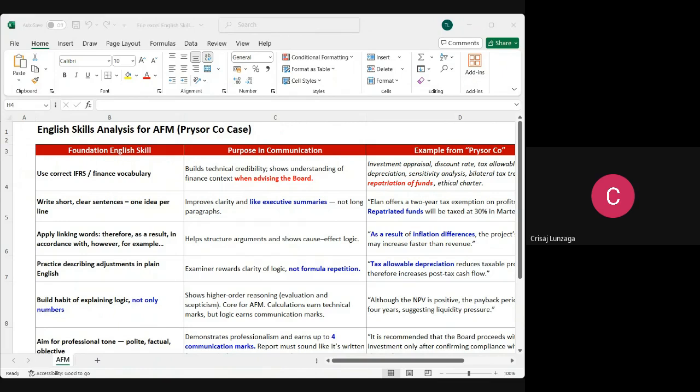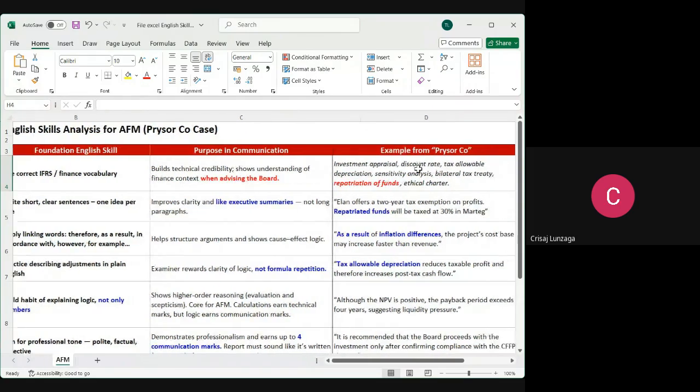So let's go to the first skill. We are going to learn how to use correct IFRS or finance vocabulary. Maybe some of you were here yesterday. We mentioned the words impairment, depreciation, revaluation, OCI, which stands for other comprehensive income. I know you are familiar with those. The purpose of this first skill is to build technical credibility and to show understanding of finance context when advising the board.